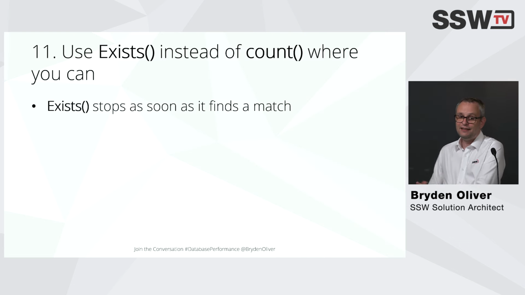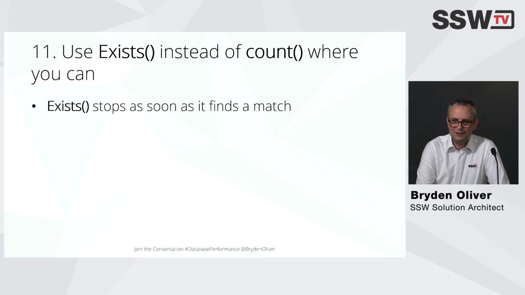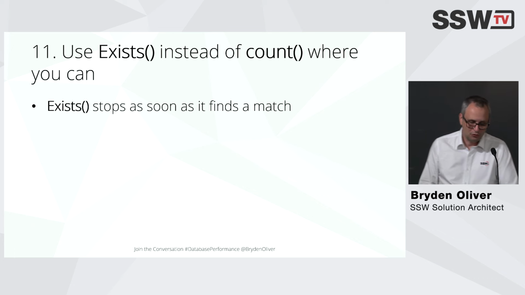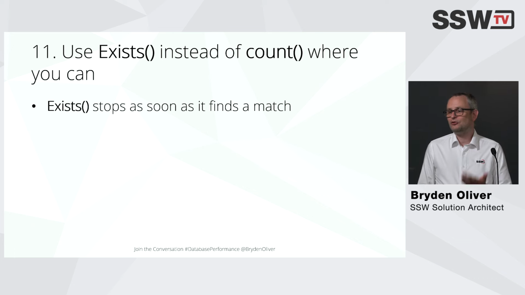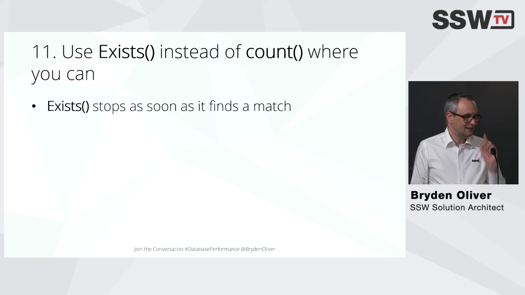Okay, so here's one that's worth learning, not just for databases. People have a tendency to do this in .NET code in particular, where they use .count is greater than one, greater than or equal to one, instead of doing .any. .any and exists in a database context stop as soon as they find the first match. So if there's a million rows, and the first row matches, they'll read the first row and return.